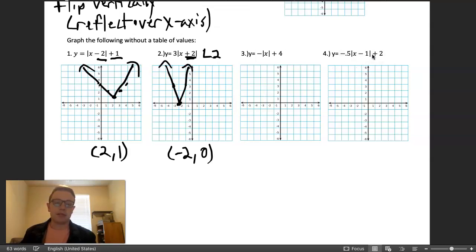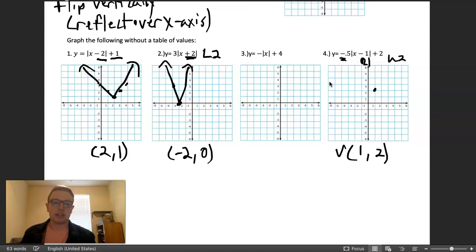Let's move on to another hard one. So we have a -1, meaning we're going to go right 1. We have a +2, so we're going to go up 2. So we'll go right 1, up 2. Our vertex is going to be 1, 2. Now at this point, we have a minus.